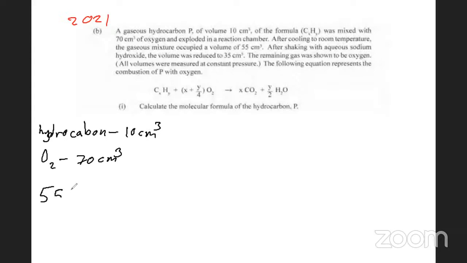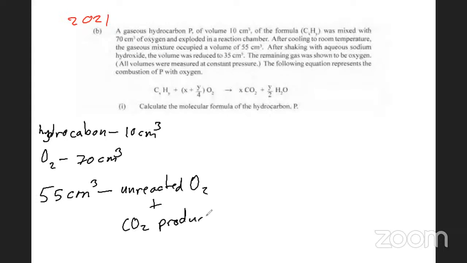So the 55 cm³ of gas that is remaining after the reaction represents unreacted oxygen plus CO2 produced. After the reaction is completed, the gas remaining is the CO2 plus the unreacted oxygen. But to do this calculation, we need to know exactly how much CO2 was produced.